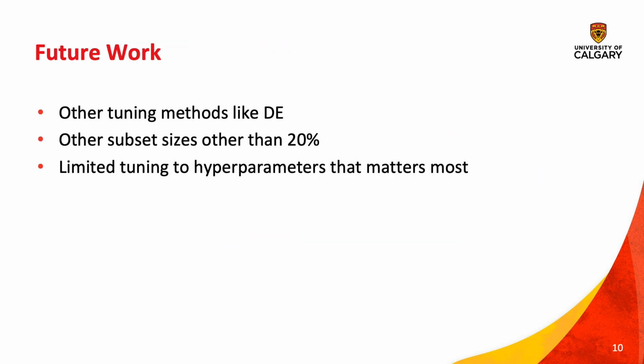The other ideas that we tried after this work were using other tuning methods like differential evolution and using subset sizes other than 20%. We also limited tuning to the hyperparameters that matter most.